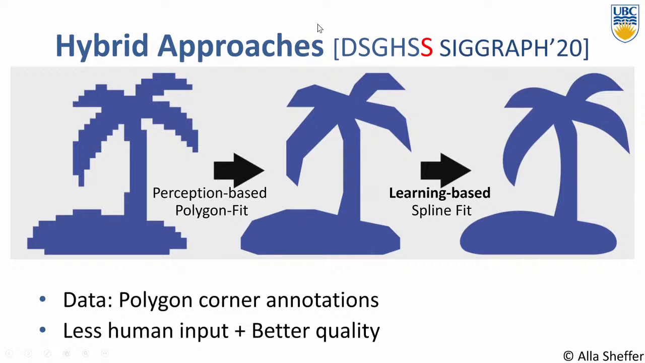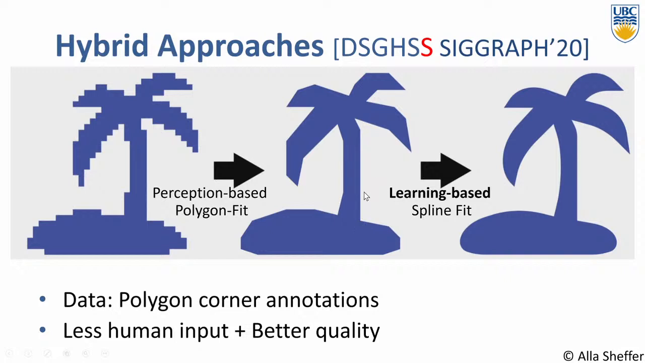And last year, we proposed a different hybrid approach, where we broke the problem into two steps. One was, instead of going directly from the raster to a nice piecewise smooth shape, we went first to a polygon, and then we did fitting. The reason is that this step can be done effectively without any learning: we can directly use perceptual cues to cast the problem of polygon fitting as computation of a shorter cycle, and we can compute it pretty effectively.